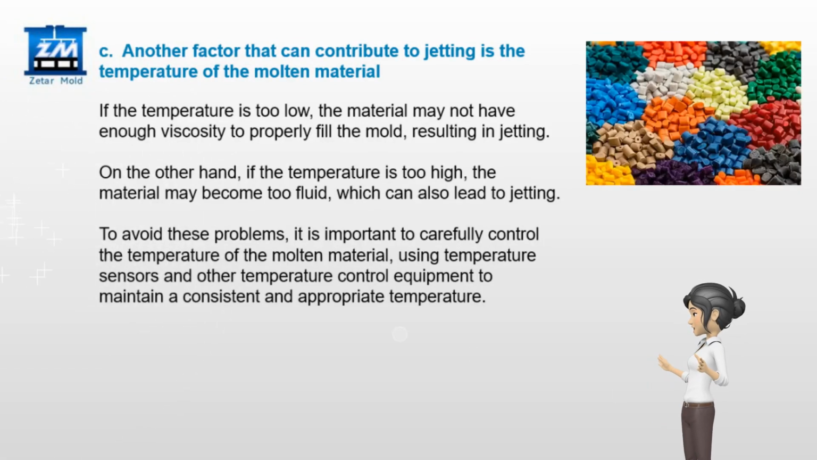C. Another factor that can contribute to jetting is the temperature of the molten material. If the temperature is too low, the material may not have enough viscosity to properly fill the mold, resulting in jetting. On the other hand, if the temperature is too high, the material may become too fluid, which can also lead to jetting. To avoid these problems, it is important to carefully control the temperature of the molten material, using temperature sensors and other temperature control equipment to maintain a consistent and appropriate temperature.